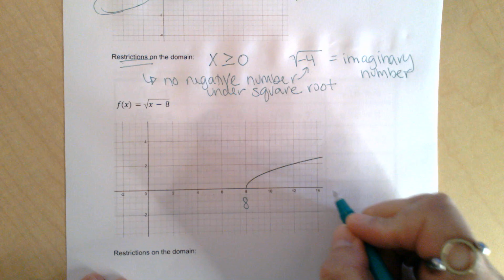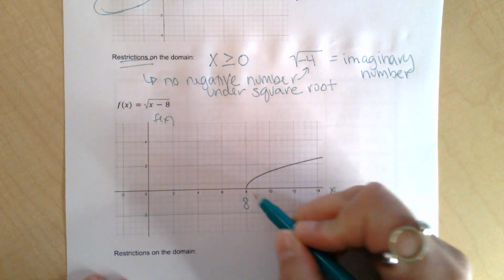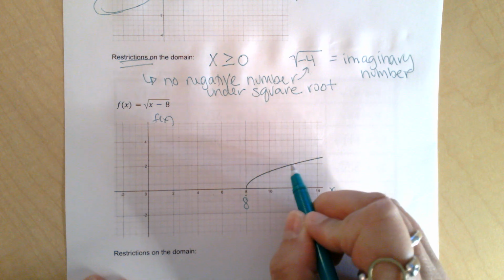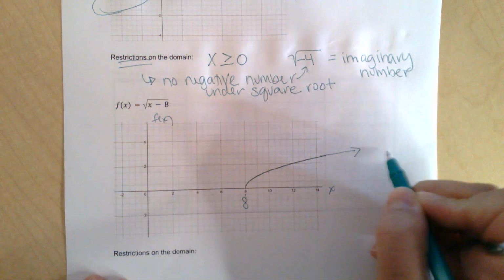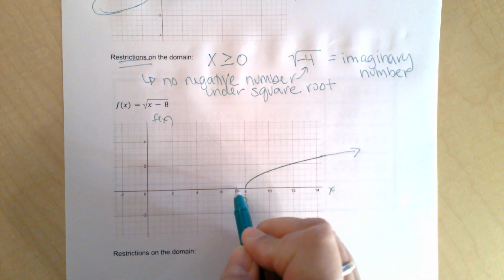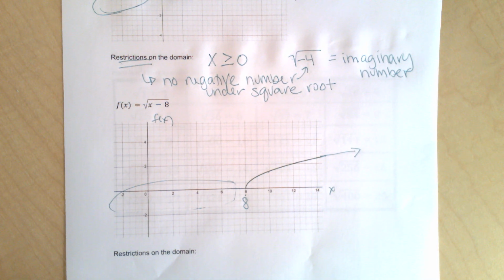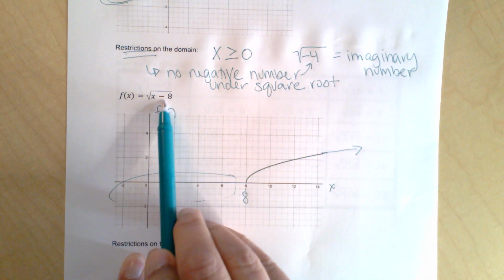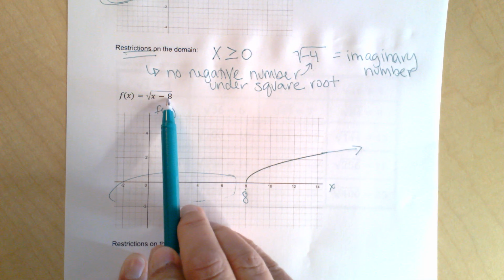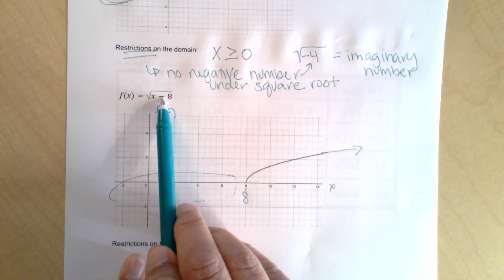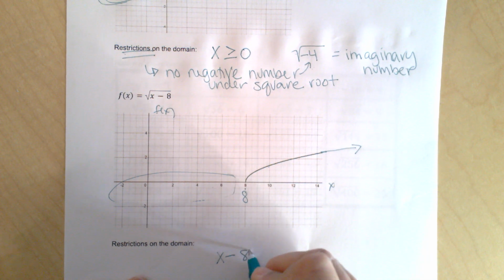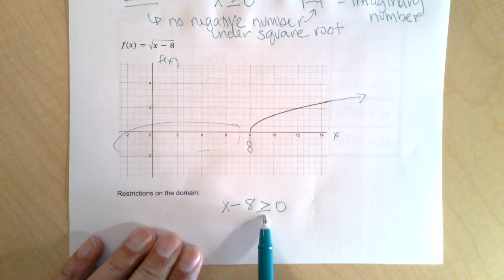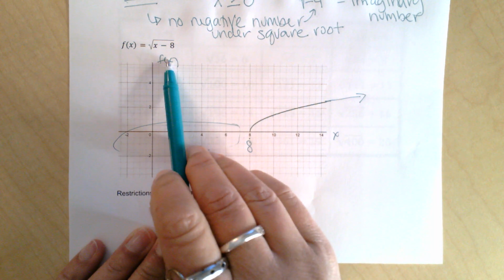So as we can see, here's x, here's f of x. This graph, this curve, starts at 8, and then it continues going 10, 12, all the way to all the positives. And you'll notice there's no curve over here. That's because there's a restriction on the domain. The restriction is this: underneath the square root, x minus 8, we cannot put any number that would make it negative here. So x minus 8 has to be greater than or equal to 0. Because if it's not greater than or equal to 0, we're going to have a negative number under the square root.